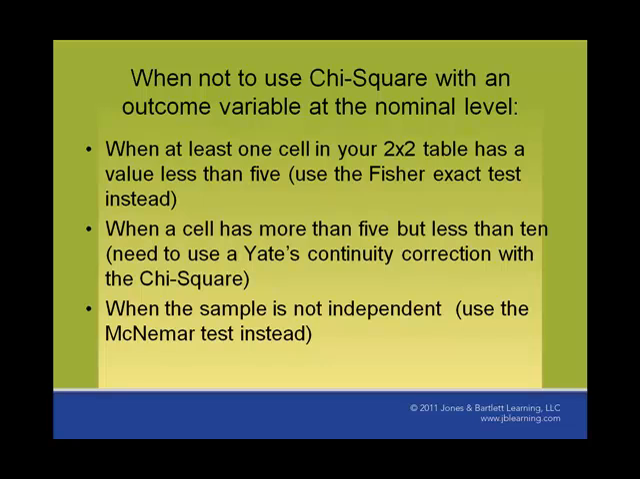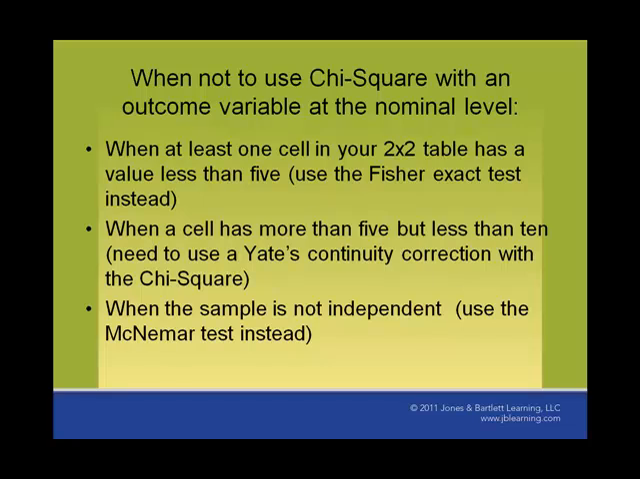The other time that you would not use a chi-square when you have an outcome variable at the nominal level is if the samples you're comparing are not independent. For example, in figure 8.1 on page 107, the example we're looking at right now, the men and women in this study have no relationship to one another. So they are 2 independent groups that are being studied.